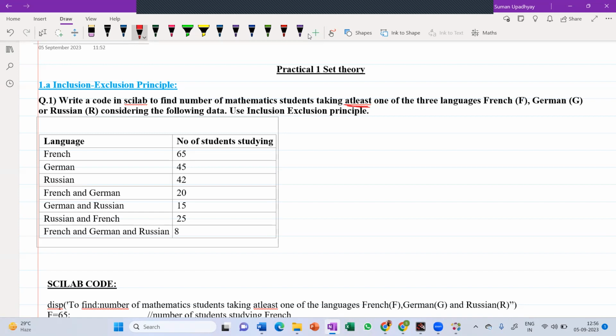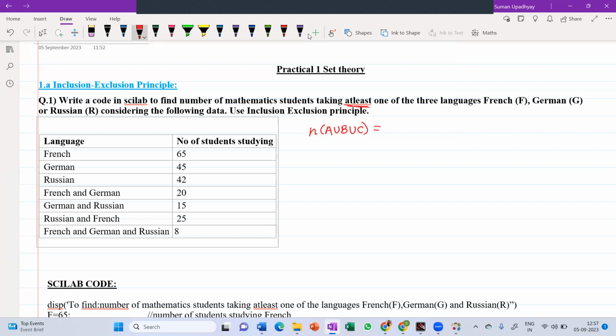Okay. So we know that if we want to find the number of elements in A union B union C, what does it mean? The number of elements which are either part of A or part of B or part of C. And if there are some elements which are present in A and B, or A and C, or B and C, or present in all the sets, they will also be counted in this set, but they will be counted only once.